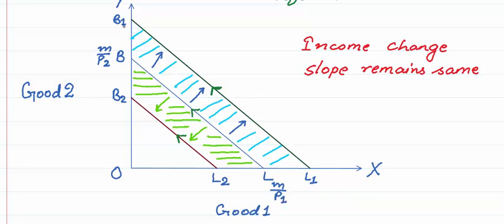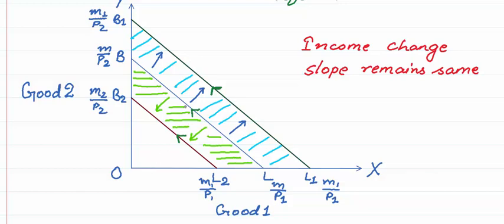Whereas when the income of the consumer increased, say to M1, the intercept changed to M1 by P2 on the y-axis and M1 by P1 on the x-axis. Similarly, when the income of the consumer decreased to M2, the intercept on the y-axis was M2 by P2 and on the x-axis M2 by P1.